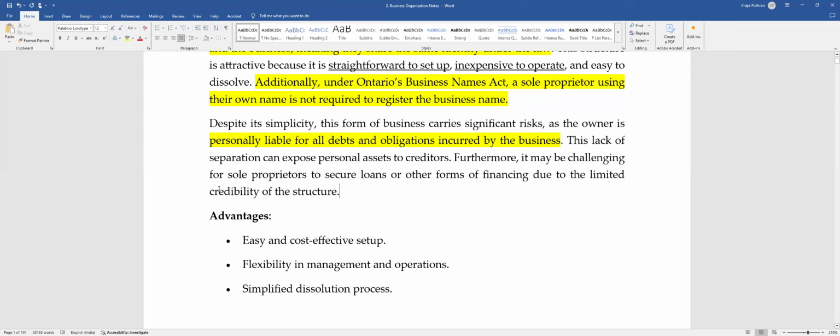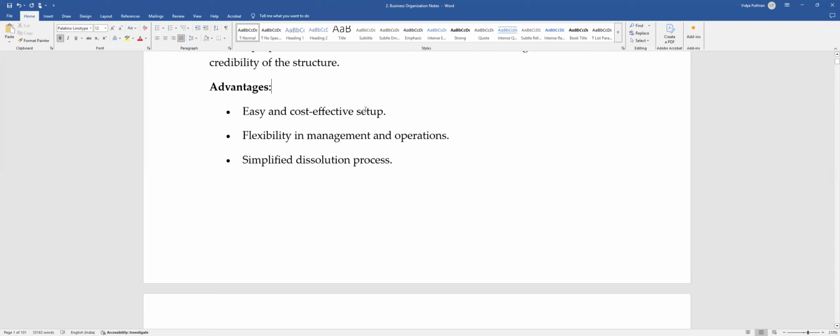Furthermore, it may be challenging for sole proprietors to secure loans or other forms of financing due to limited credibility of the structure because वो अकेला है. So, the business or like creditors also look down upon them. So, it could raise challenges in raising any form of financing from third party.